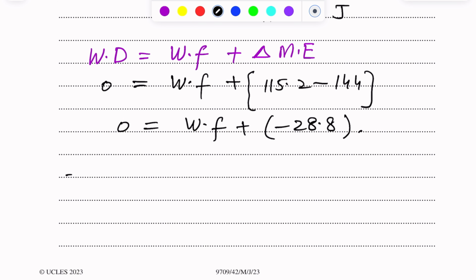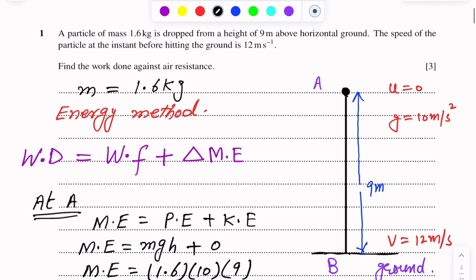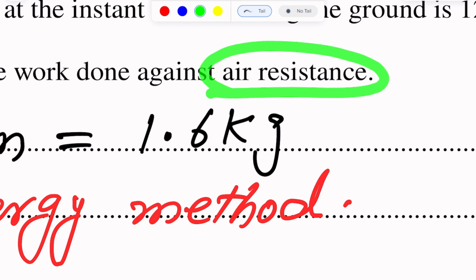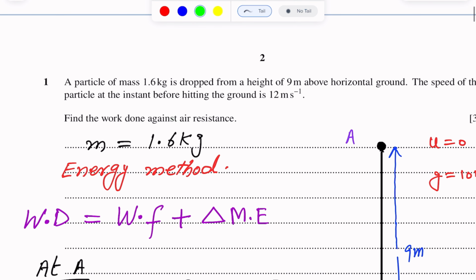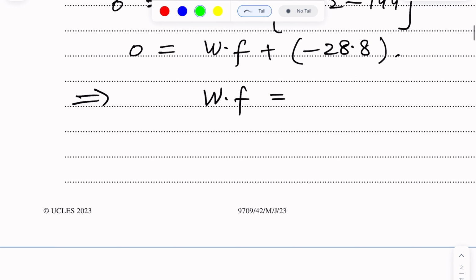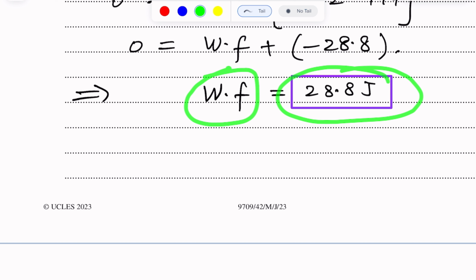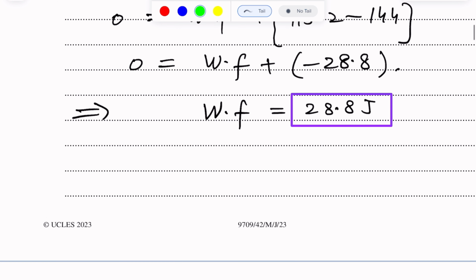So from here we find work done against friction, work done against air resistance. Air resistance and air friction are the same thing. Work done against air resistance will be 28.8 joules. This is the final answer.